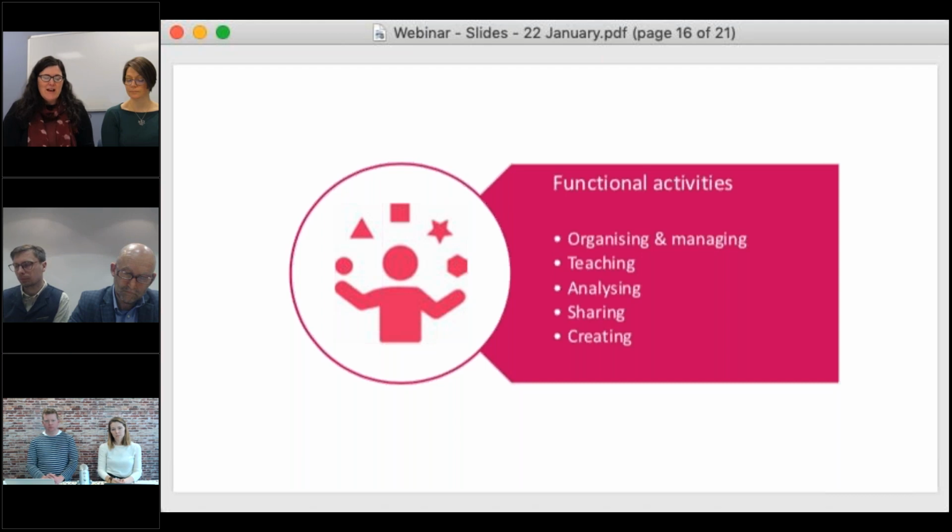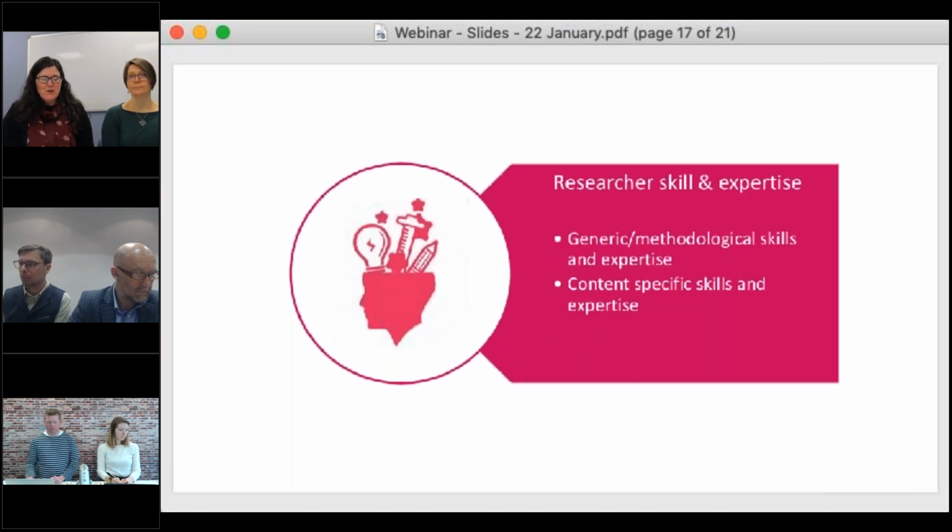And the final area of activities that we've identified has been around creating. Now this is capitalizing on the embedded researcher's new perspective to spark ideas, to problem solve, to contribute to decision making and inspire new ways of thinking. And on the next slide, we'll look to speak to the researcher's expertise and skills.